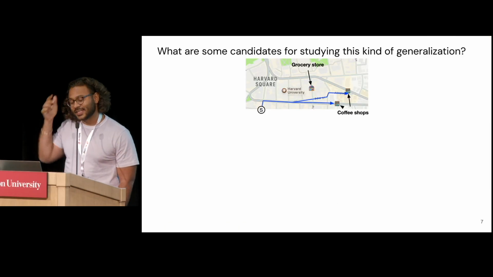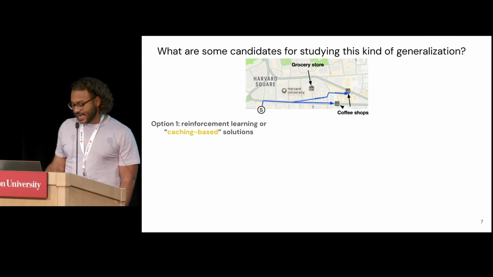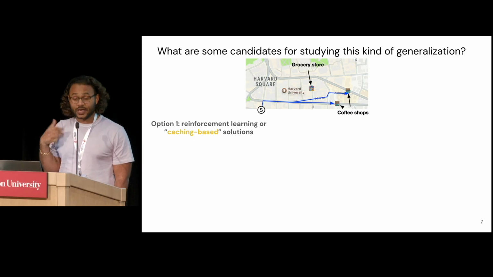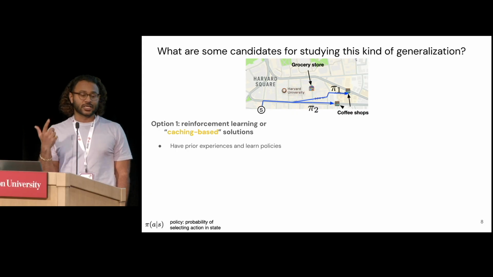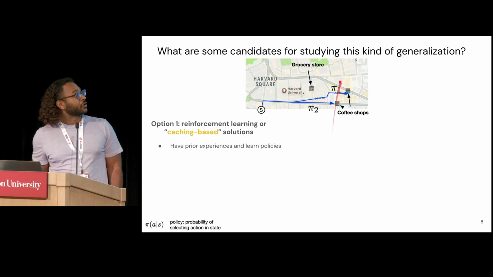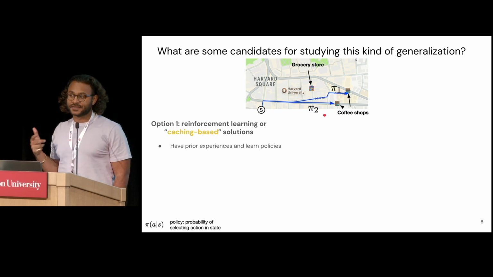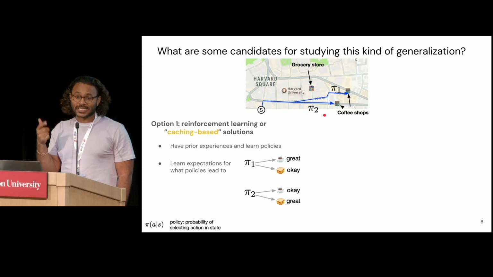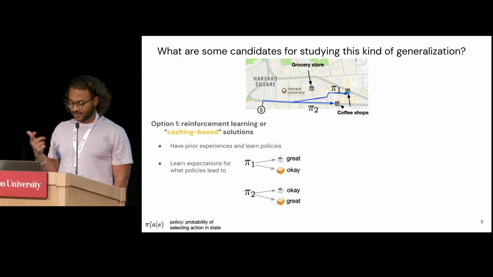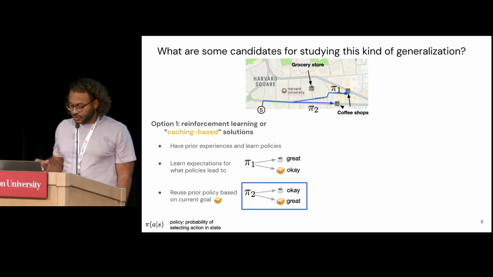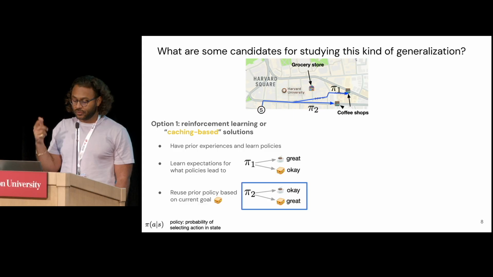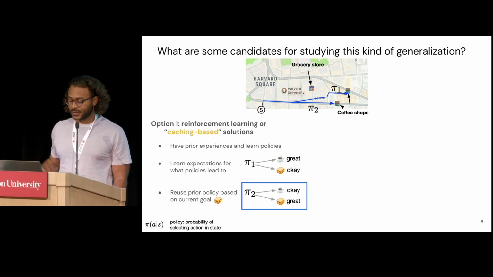So what are some candidates for studying this kind of generalization? The first option is going to be reinforcement learning or caching-based solutions. The basic idea is that you have some prior experience where you do things and you learn policies. Policies are probabilities of selecting actions given states, and you learn expectations for what those policies lead to. So you might learn that the first policy leads to great coffee, but okay sandwiches, whereas the second policy leads to okay coffee, but great sandwiches. And then when you want to generalize to something new, you're going to reevaluate these policies for that new goal. For example, that second policy might be good for whatever you want.